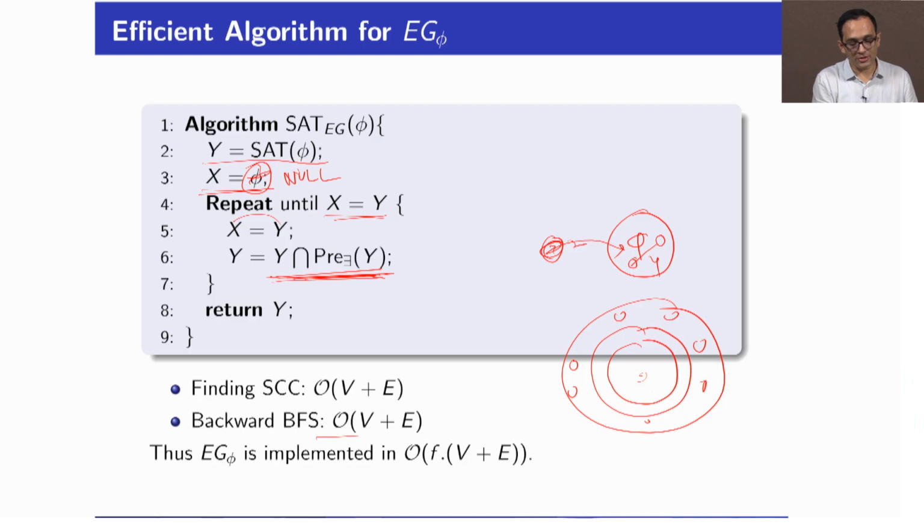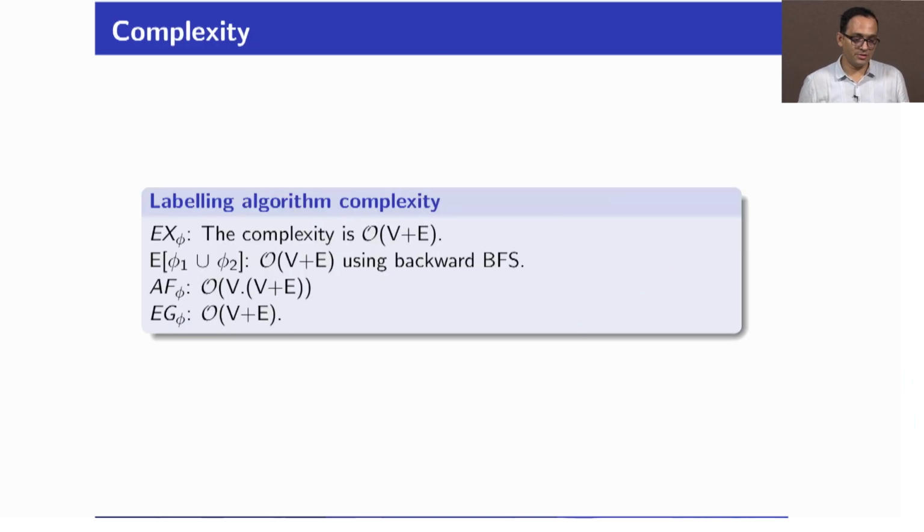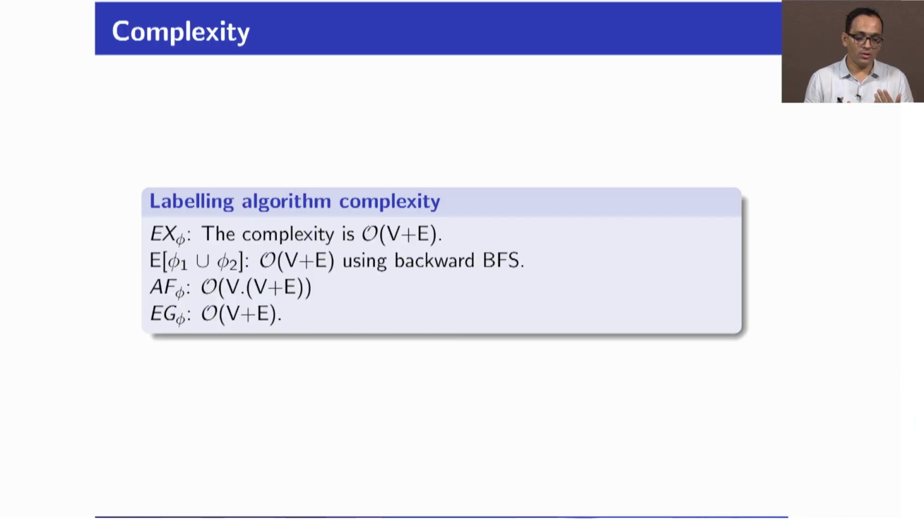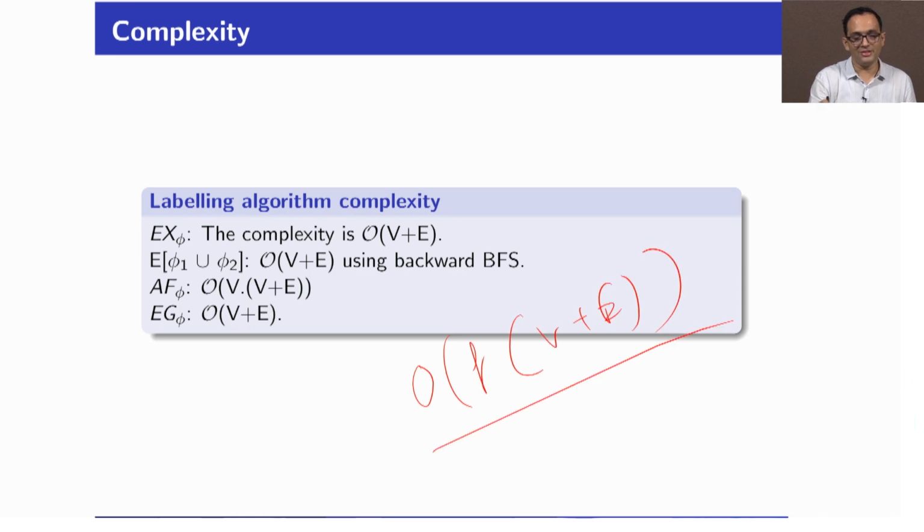And I mentioned the complexity: SCC is V plus E, backward BFS is V plus E. So, the computation is V plus E, and it is multiplied by the formula size, okay. So, I am able to develop the CTL model checking algorithm where the overall complexity is basically order of F into V plus E, which is an efficient version.